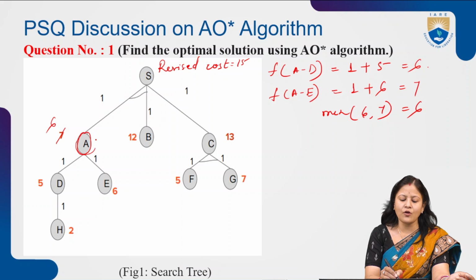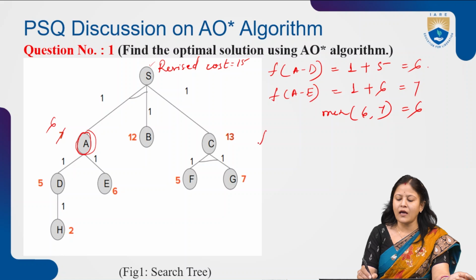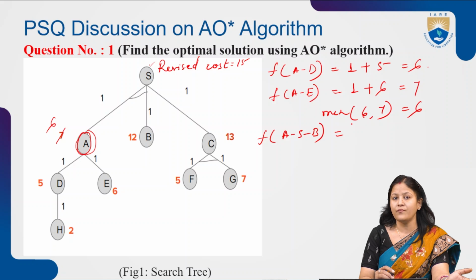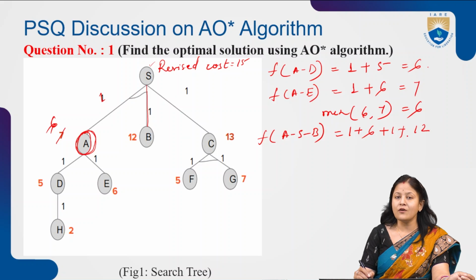As the heuristic value of A has been changed, it should be propagated to the parent node like before. So again we have to calculate F of ASB. The same formula we have to follow as I have done before. So G of A plus H of A. G of A is 1, H of A is 6. So 1 plus 6, and on this side G of B is 1 plus H of B is 12. So what is the value here?